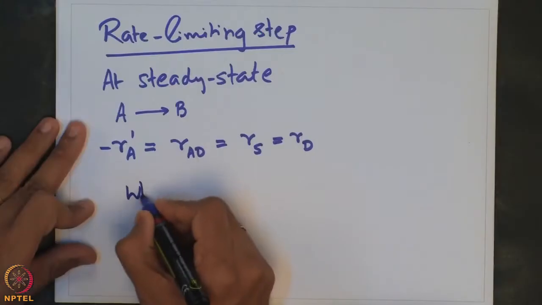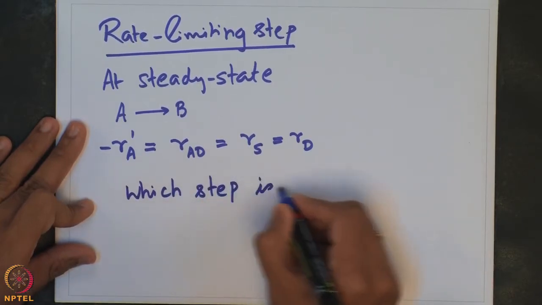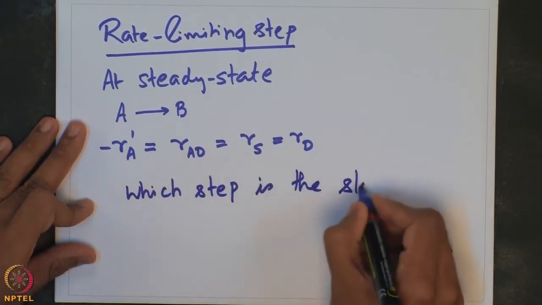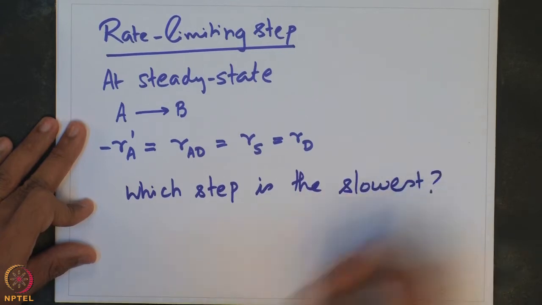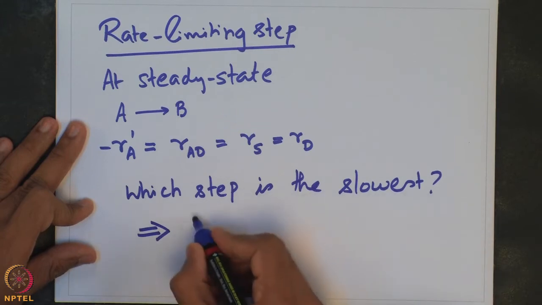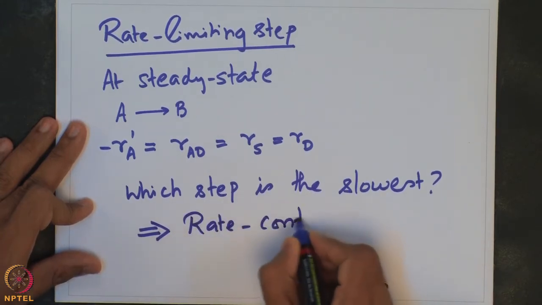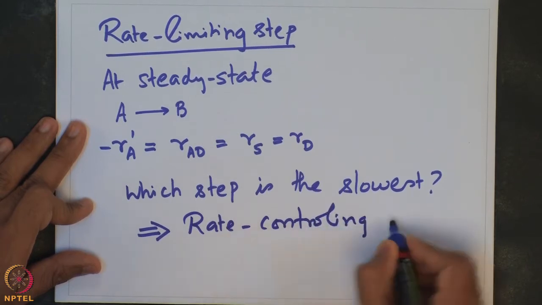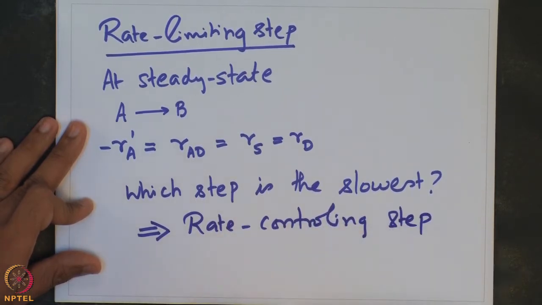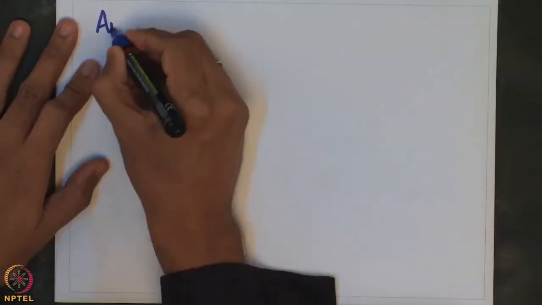So, which step is the slowest? Automatically this implies that if we identify which one is the slowest, that will be the rate controlling step. So, let us look at a few examples. Ammonia synthesis, for instance.